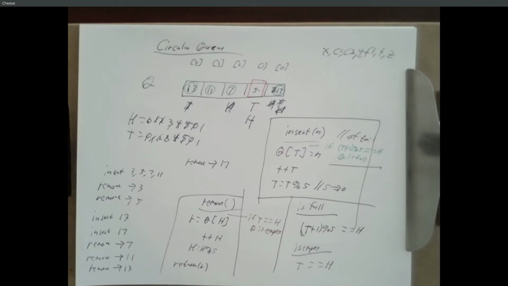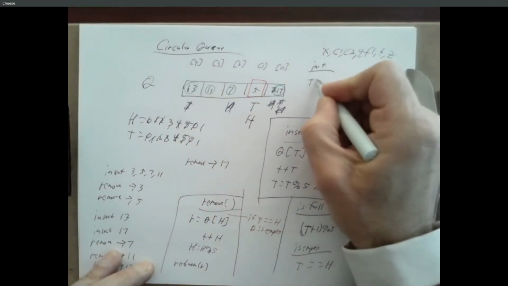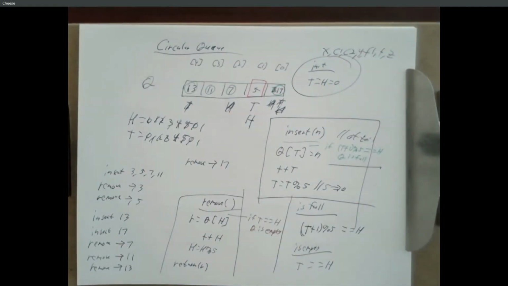How do you initialize? What do you have to do to get this thing into some kind of initial state with an empty queue? Cool. Just set T and H equal to 0 and you're done. Or set them to 1 or set them to 7 or something, but as long as they're equal, your queue is empty.